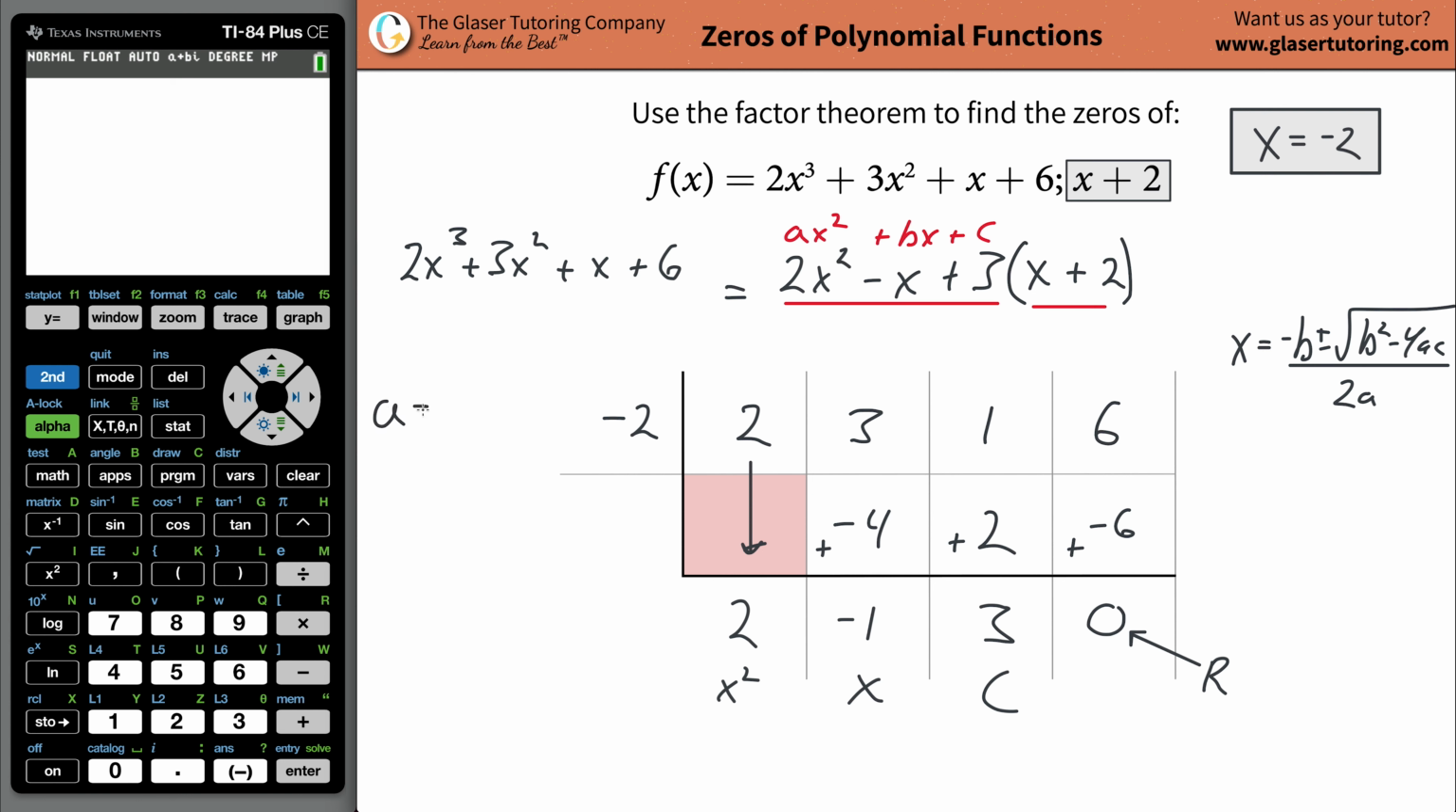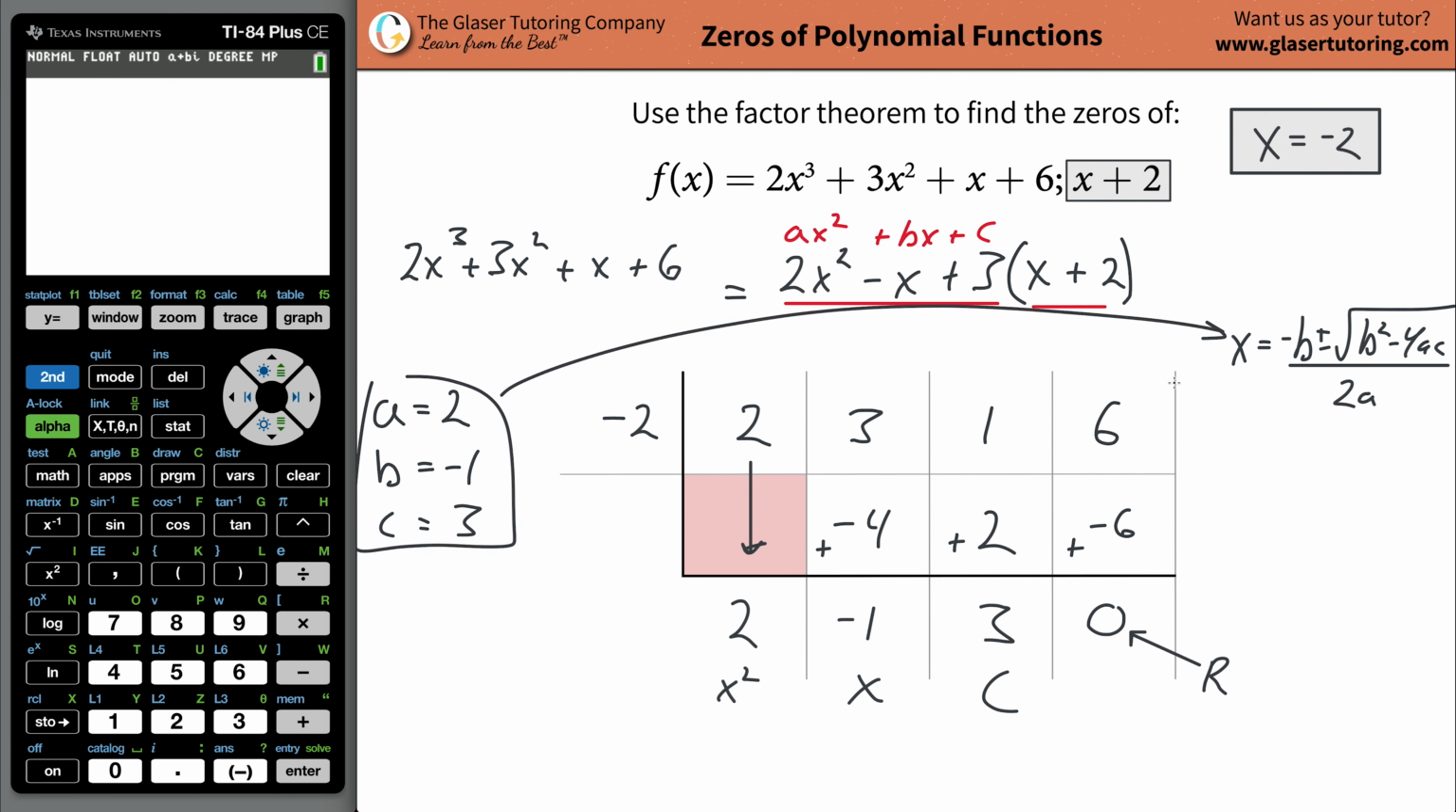So your a value is going to be 2. Your b value is going to be -1. You have to incorporate that, because there's really a 1 in front, so -1. And your c value is going to be 3. So you can plug this in here, do your algebra, and then you'll get your values.